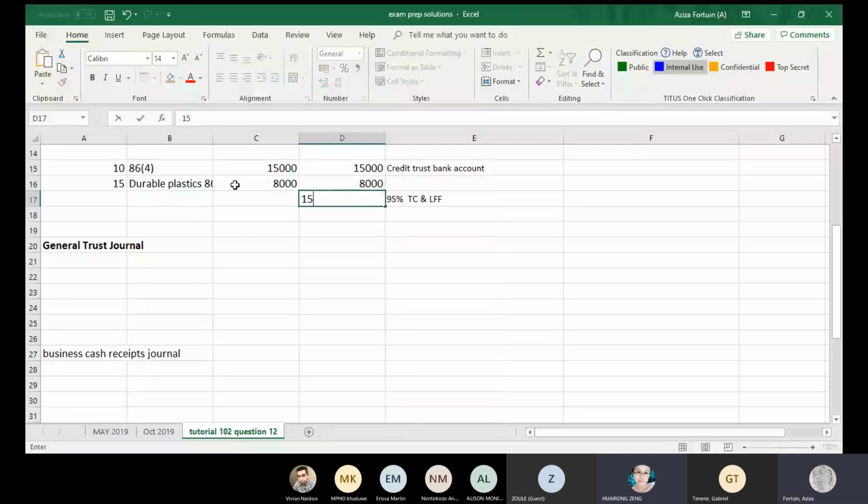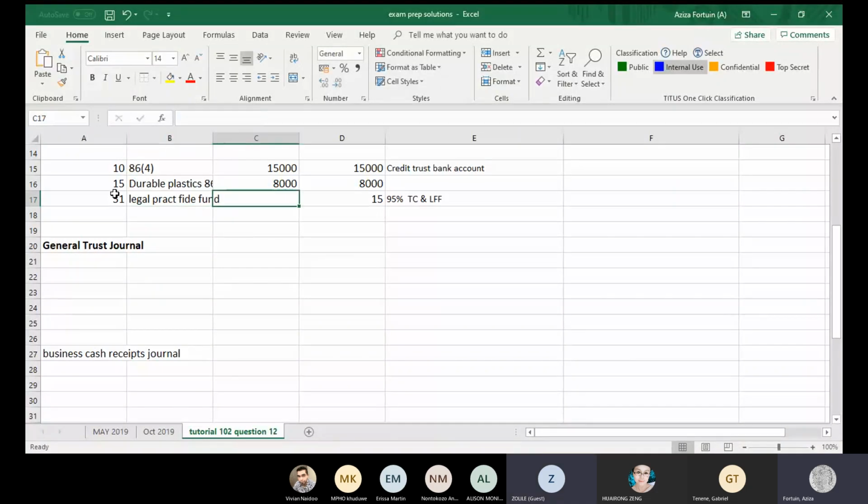Okay, so I put the 15 Rand in. Yeah. Okay, and my payee will be Legal Practitioners Fidelity Fund. Anything else?